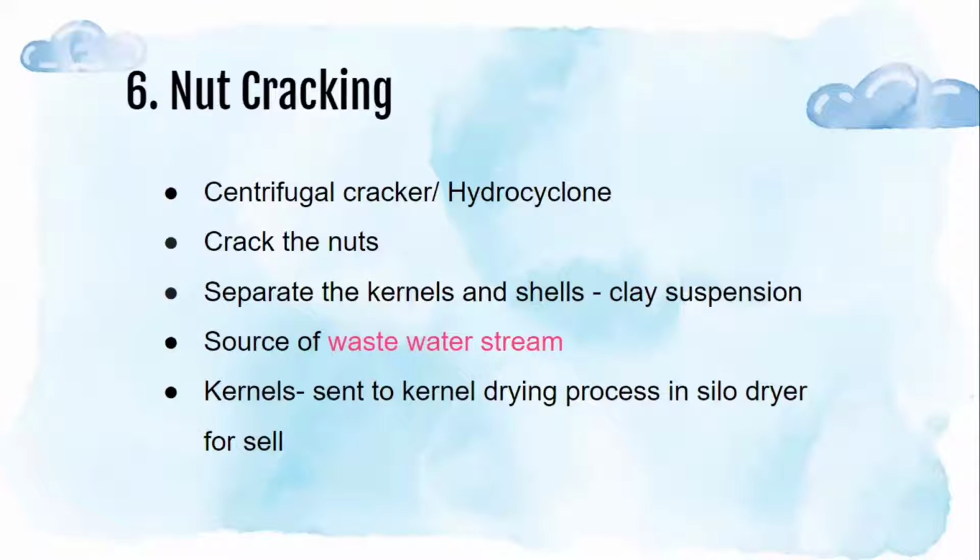The nut cracking. It uses a centrifugal cracker or hydrocyclone. It will crack the nuts and separate the kernels and the shells using clay suspension. The waste in this process is wastewater. It generates more wastewater, and the kernels of the nuts will be sent to the drying process in a silo dryer for sale. That's it.